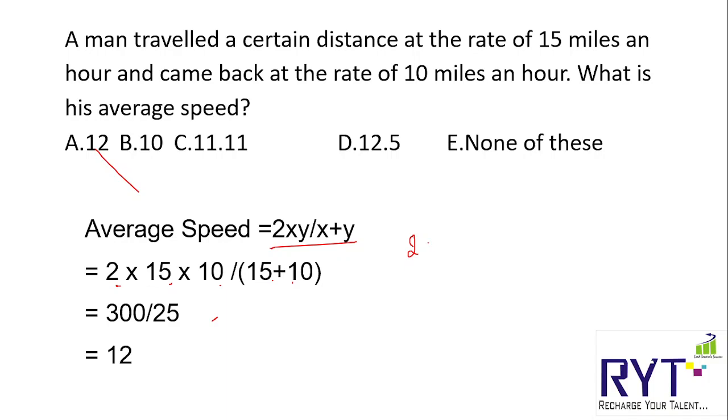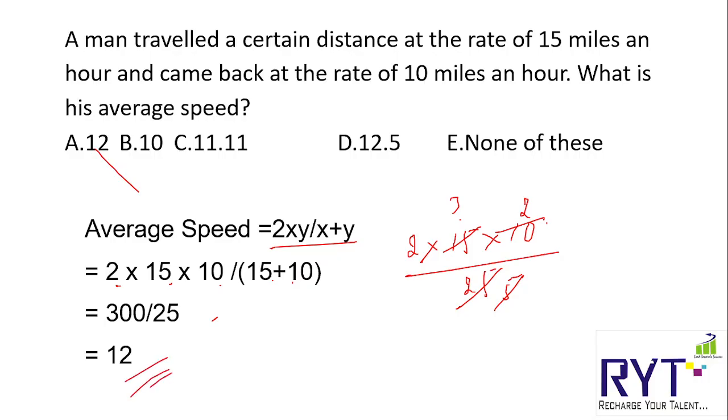Let me just show you another method of calculating. 2 into 15 into 10, 2xy divided by x plus y, is divided by 25. Can we say 5 5s are, 5 3s are, 5 1s are, 5 2s are. So 2 into 3 is 6, 6 into 2 is 12. So 12 is the answer. 12 kilometers, or here in this case miles per hour, is the answer. Okay.